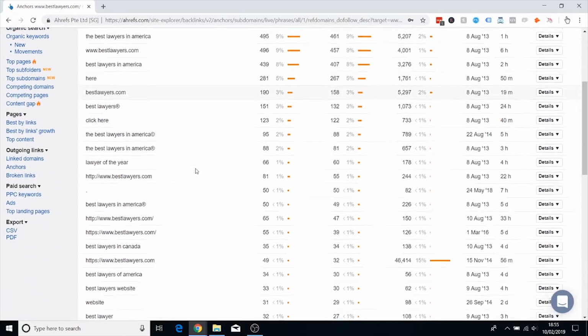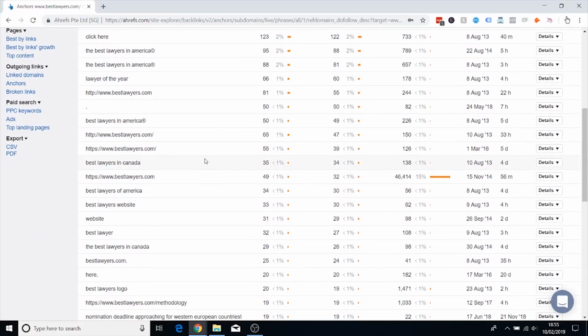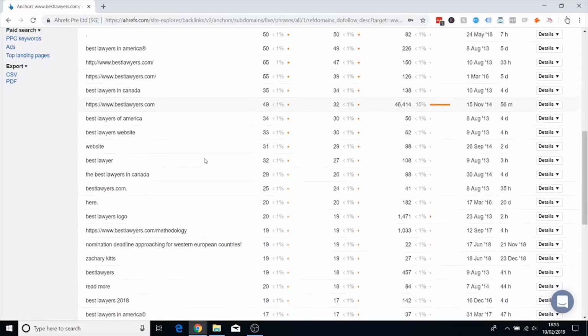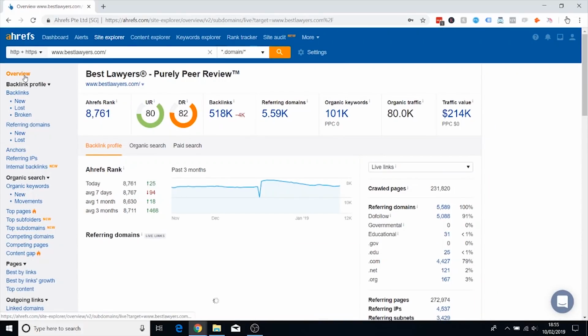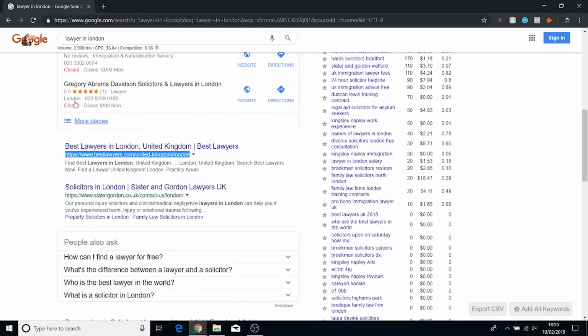So competing with somebody like this would be extremely, extremely tough, and you would need to put a lot of money behind it to rank for a keyword like this. However, that being said, what gave me confidence was the fact that the page that's actually ranking for lawyer in London only has 2 referring domains to it.